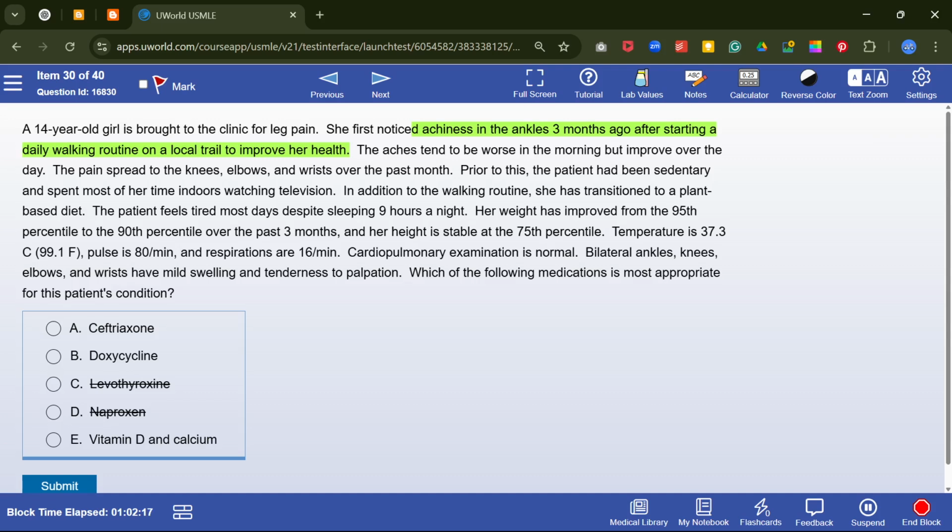Bilateral ankle, knee, elbow, and wrist have mild swelling and tenderness, 14 years. Is it JIA? So in JIA, naproxen is the treatment.